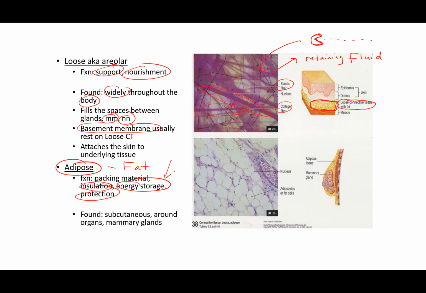Dense collagenous connective tissue. Dense, so it's thick. It has the ability to withstand a considerable amount of force, so it's got great tensile strength. Try to take a piece of leather and pull it apart. It's tough because that piece of leather has great tensile strength. So that's your dense collagenous connective tissue.